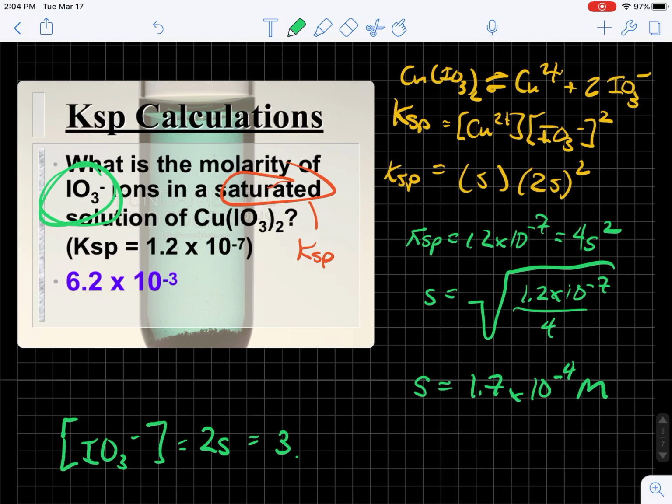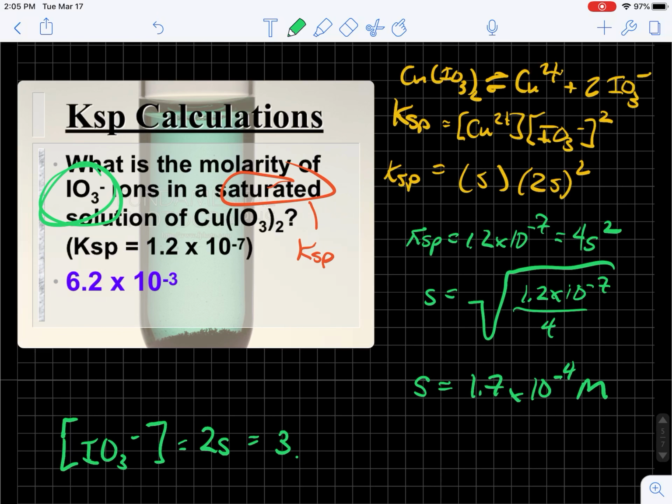Okay, so what did I do wrong? Let's see. Maybe I hit the wrong button on the calculator. 2S quantity squared. And we're solving for S. And it's 1.2 times 10 to the minus 7. Okay, let me just check, see if I did something wrong on the calculator. 1.2 exponential negative 7 divided by 4 is 3 times 10 to the minus 8. And then we're going to take the square root of that. 1.7 times 10 to the minus 4. And they want the iodate, which is 2S, which is 3.4 times 10 to the minus 4.